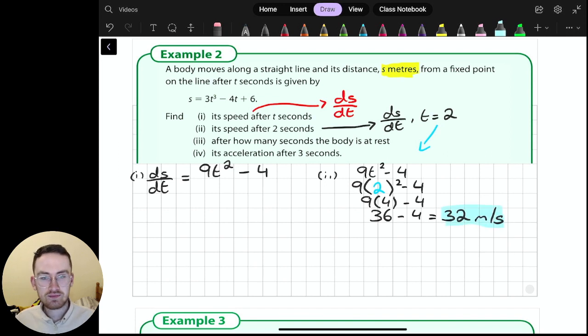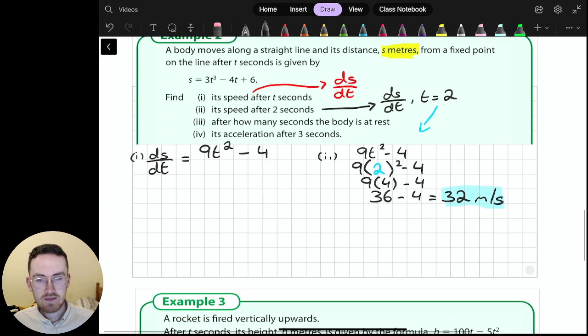Okay, that's our second part. So again, making that connection, speed is the first derivative. If we start with distance, next we'll get speed. So our first derivative will be speed, so that's something we need to just file away. The third part here says after how many seconds the body is at rest.